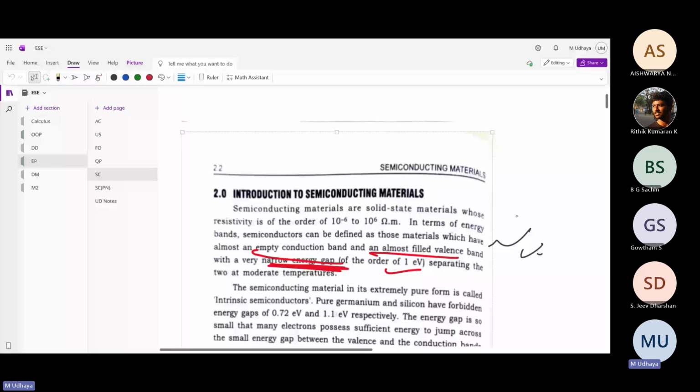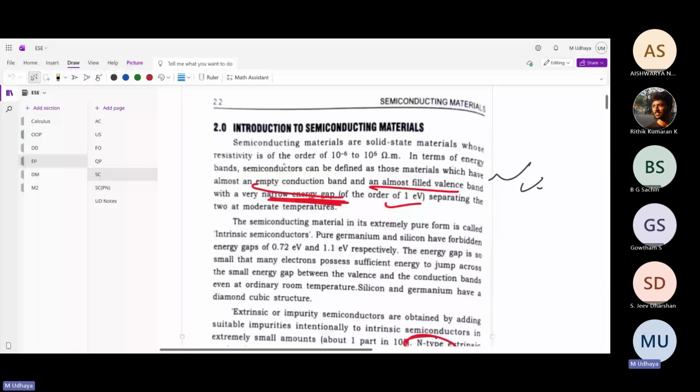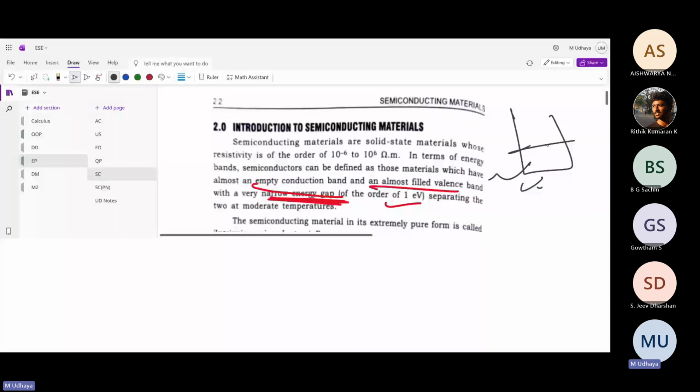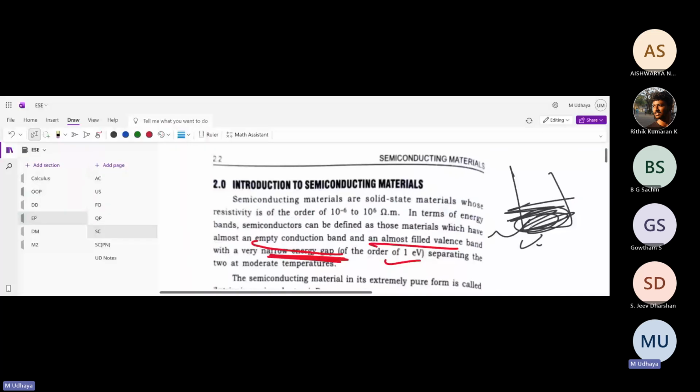Generally, in any kind of material, you will have a conduction band and a valence band. The conduction band contains all the electrons that participate in conduction, that is, those electrons that produce current. The valence band has the electrons which are inside.